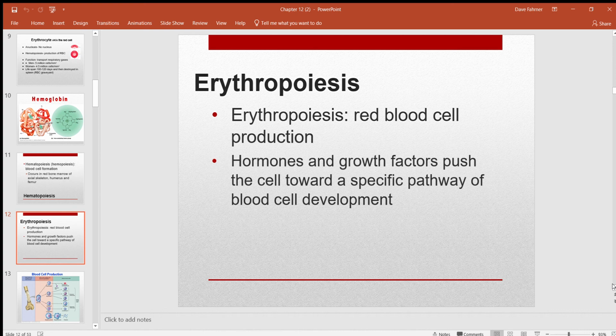Specifically, when the body makes red blood cells, this is controlled by a number of hormones and growth factors, and there's a negative feedback system as to how many red blood cells are produced, how many we have, and how many are being destroyed. So we keep the normal number pretty much level.